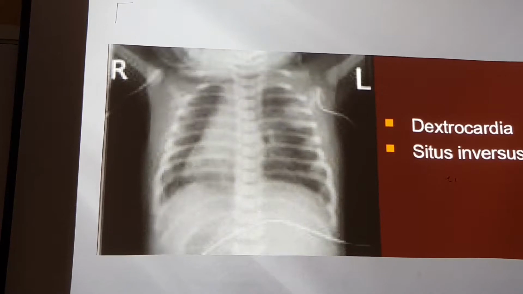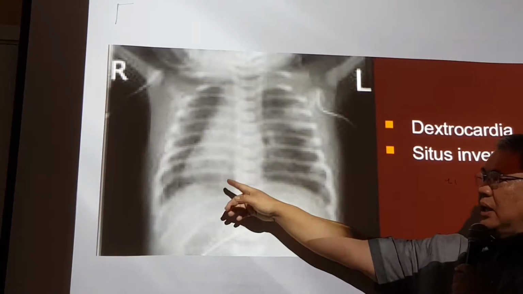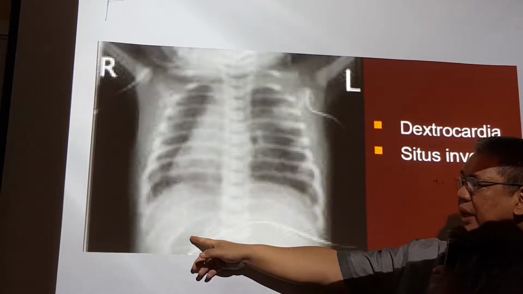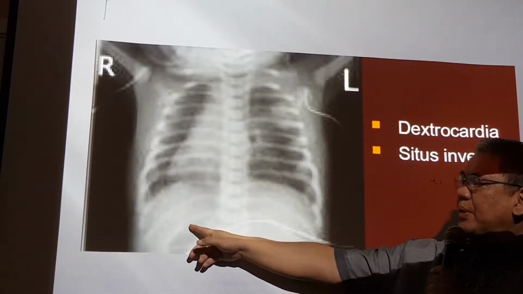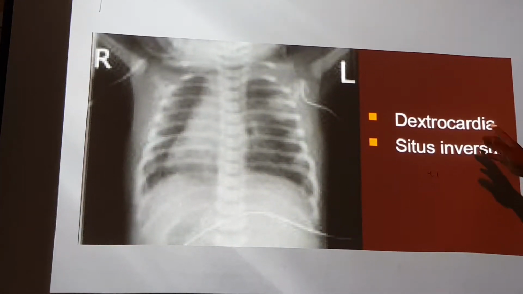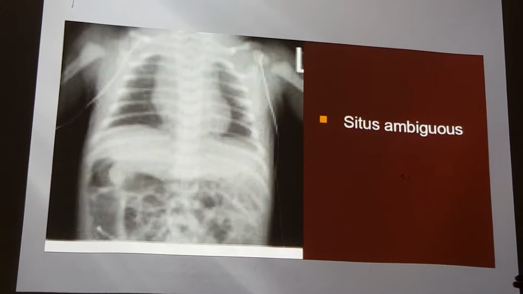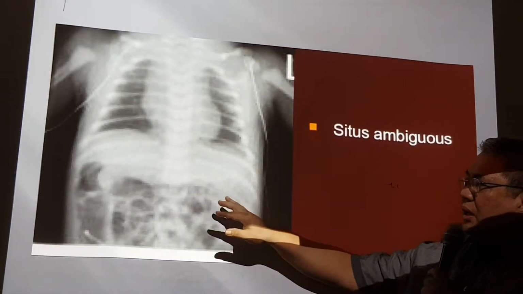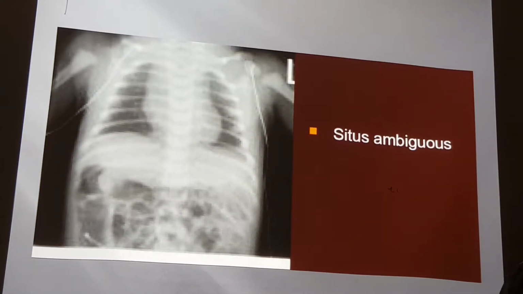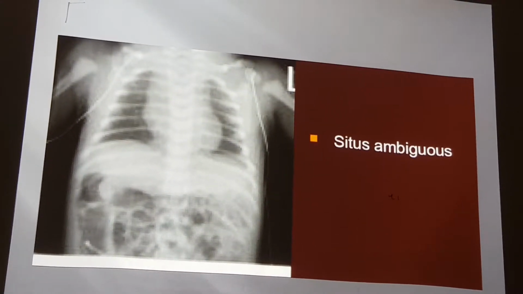Next slide. This one is dextrocardia again. The heart is mainly on the right side. The cardiac apex points towards the right side. Notice the gastric air bubble is on the right upper abdomen, and the liver shadow is on the left side. So that's your dextrocardia with situs inversus. This one is situs ambiguous because you don't know where the liver and stomach are, because a lot of gas is interfering in the upper abdomen. So that's your situs ambiguous.